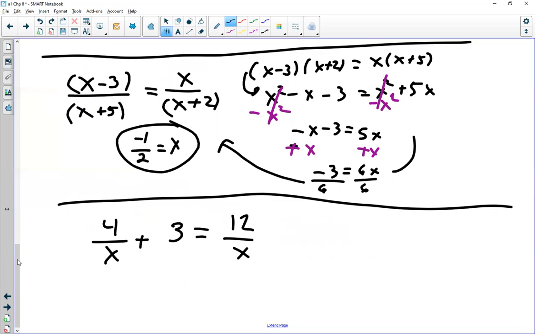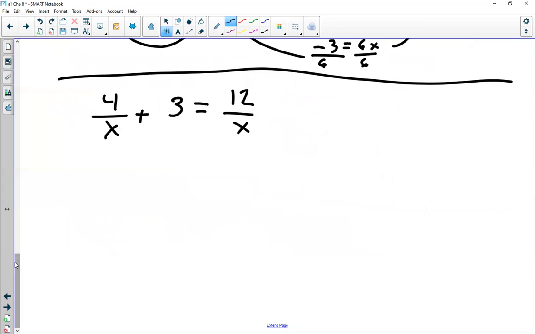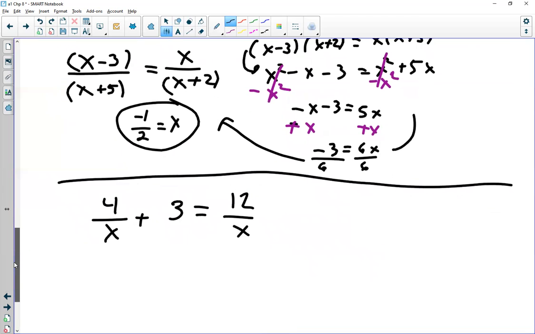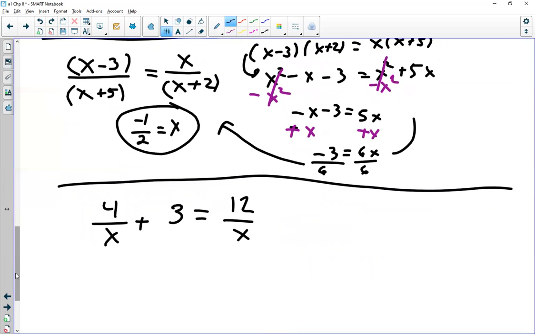Okay. So we like cross multiplying because it reduces it down to a very simple or doable problem. In this situation though, before we could cross multiply, you have to make it one fraction. So what would I do? Perfect. So this is technically over 1.